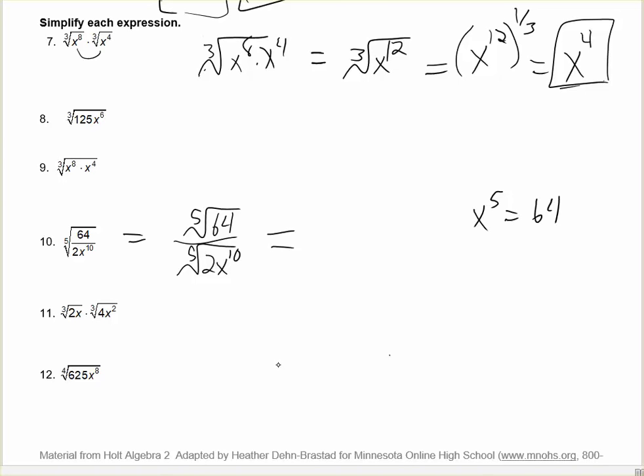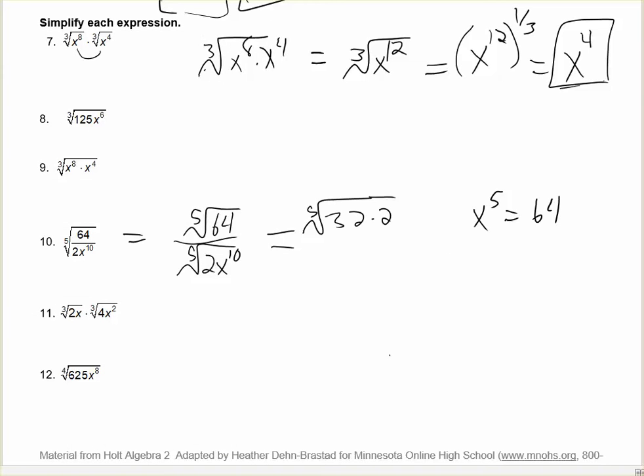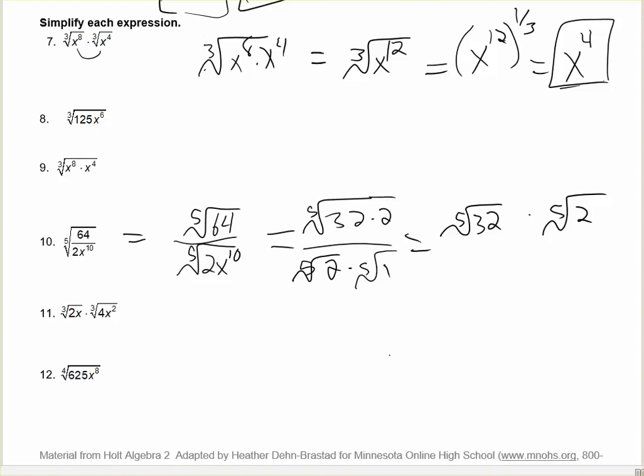So let's rewrite 64 as 32 times 2, because did you notice that when I was doing that on the calculator, 2 to the 5th power was 32. So this is just the numerator part I'm simplifying right now. That means I could rewrite this as the 5th root of 32, which I know is 2, times the 5th root of 2. Let's look at the denominator now before we go any farther. The denominator I could rewrite as the 5th root of 2 times the 5th root of x to the 10th.